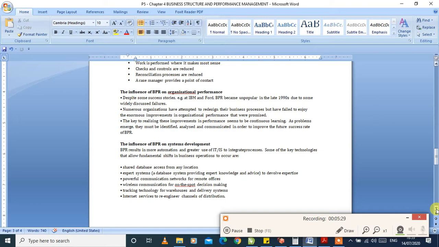The influence of BPR on systems development. BPR results in more automation and greater use of IT and IS to integrate processes. Some of the key technologies that allow fundamental shifts in business operations to occur are shared database access from any location. I think now under the pandemic situation, everyone knows this. We all work from home, whereas we have a shared database. So even without these work from home setups, if your company is going for BPR, such a system would have been useful. Expert systems to develop expertise.